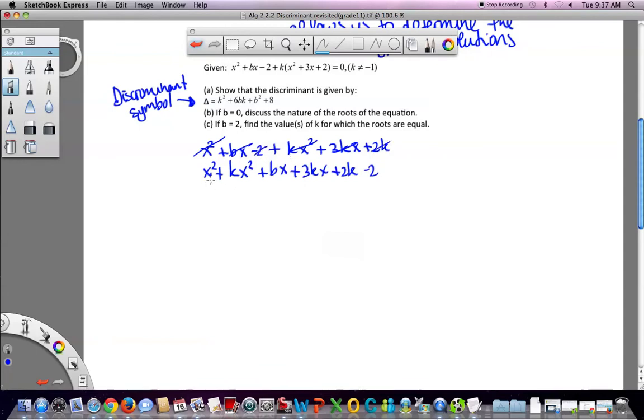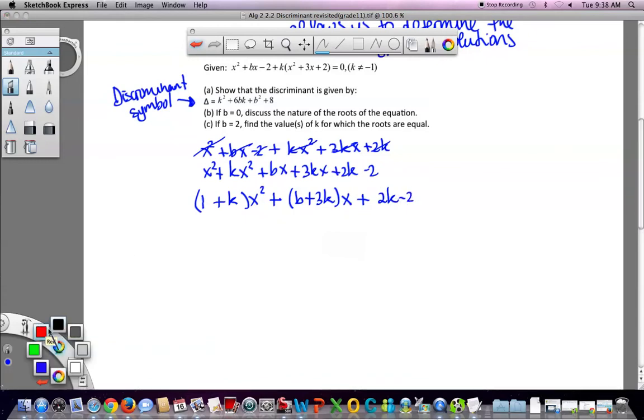So I'm going to factor things out. The x squared usually has the a in front of it. So x squared divided by itself would leave you 1 plus k. So that's our a. And then here we get bx plus 3kx. If I take the x out, I have b plus 3k times x. And then this one is just our constant. So in terms of what we have here, that is a, b, and all of this is c.